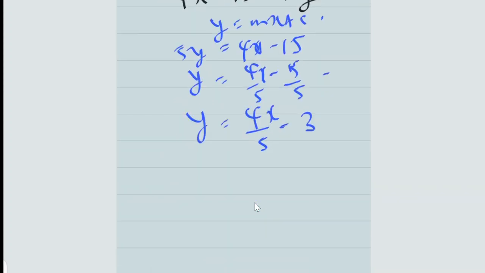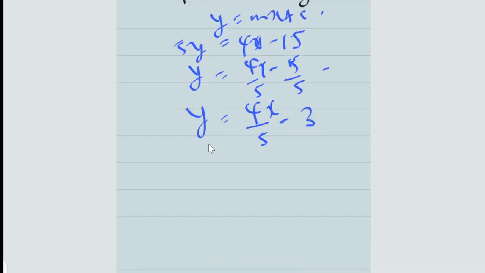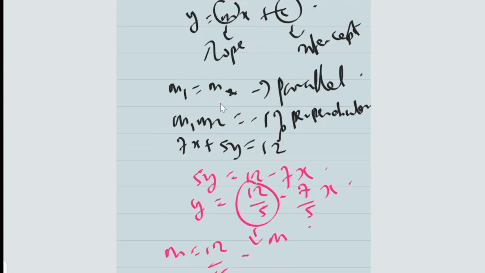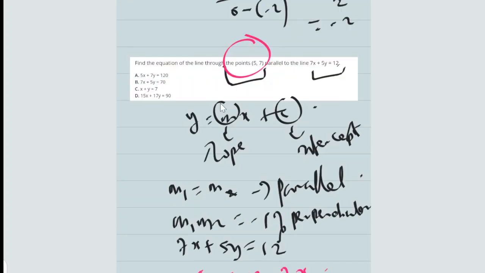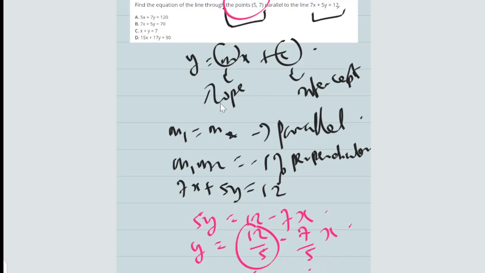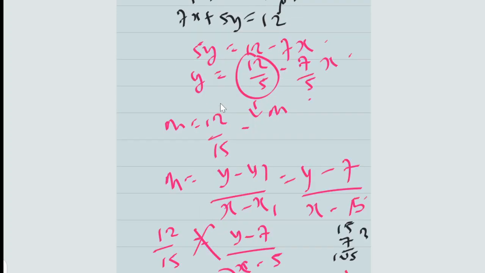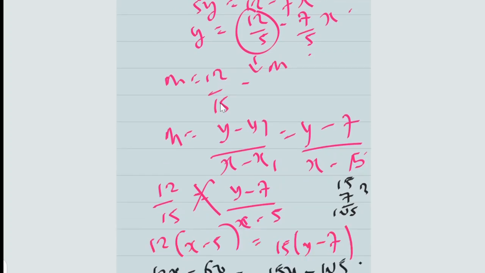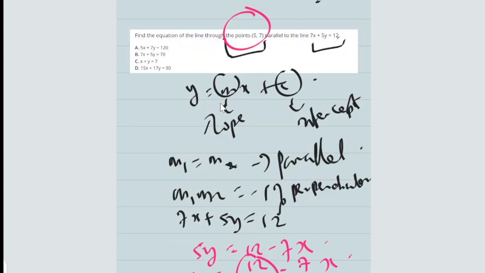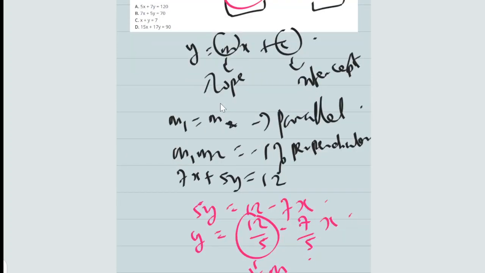Where is it? Okay. There should be 5y is equal to 4x minus 15. I think the answer is not there. Have we made a mistake somewhere? Okay, let us see. 7x plus 5y is equal to 12.